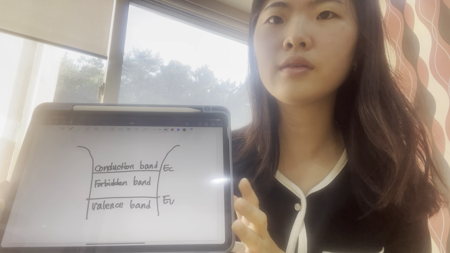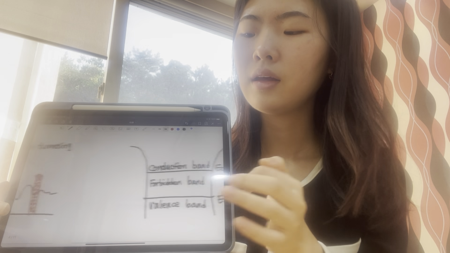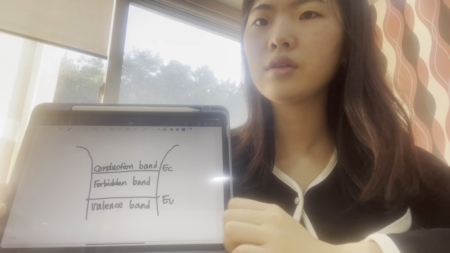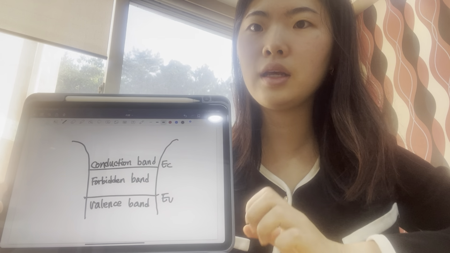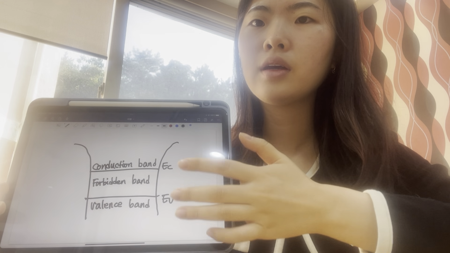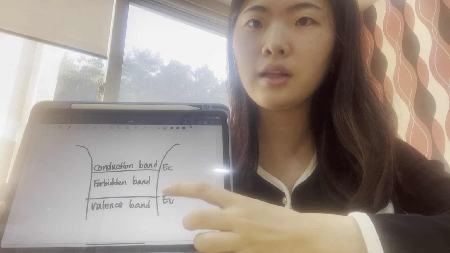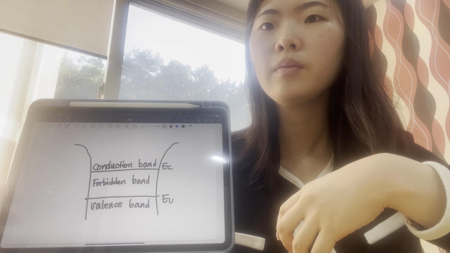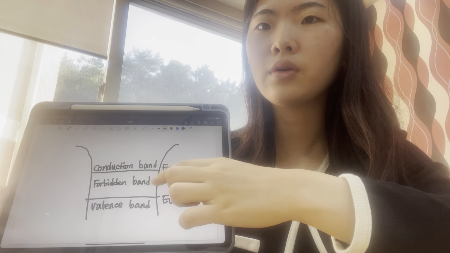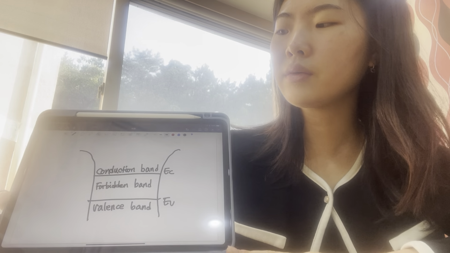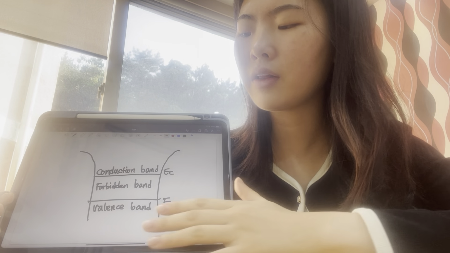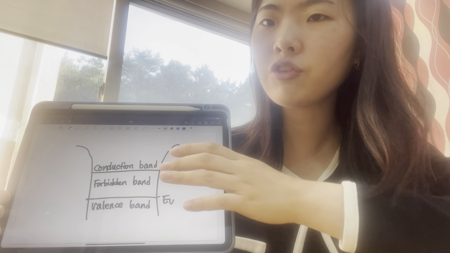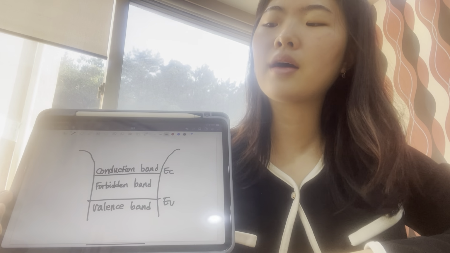In the forbidden band, we cannot stay here because, as I said, there is the basic concept of energy quantization. So in here there are no quantized states. Actually every carrier cannot stay here, but after we make a semiconductor, we can make a trap here. So yes, we can talk about it later. The basic concept is that the valence band is fully occupied by carriers, and the conduction band is fully emptied of carriers.